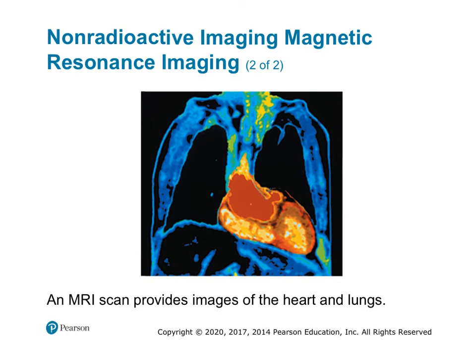Here is an MRI image of the heart and the lungs, of course, together in the body. The images get colorized by the computer to show different areas of the body.